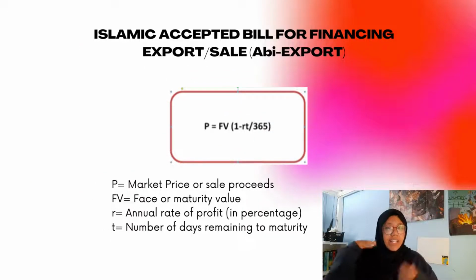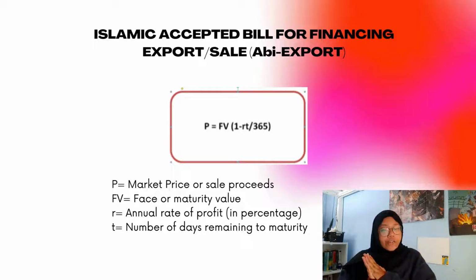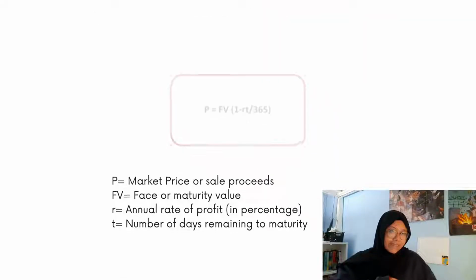Next is the Islamic accepted bill for financing export/sale, or ABI export. This is the formula for it. P is the market price or sale proceeds, FV is face or maturity value, R is annual rate of profit in percentage, and T is number of days remaining to maturity.